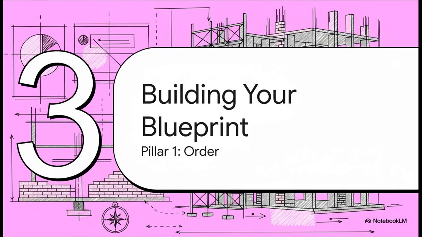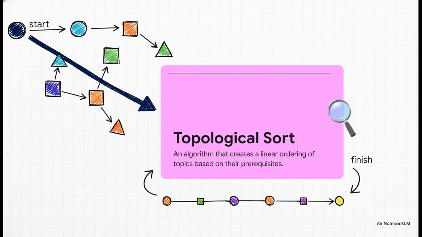All right, let's break down that first pillar, building your topic blueprint. This is all about getting the order right. It's like building a house. You have to pour the foundation before you can put up the walls. Same goes for learning complex topics. Now, the perfect computer science tool for this job is something called a topological sort. I know, it sounds super technical, but the idea behind it is actually really simple.